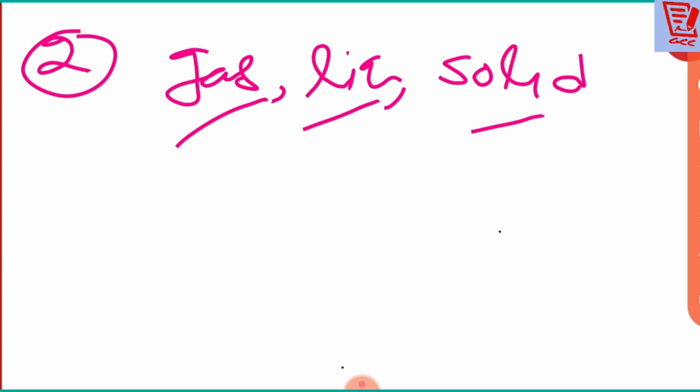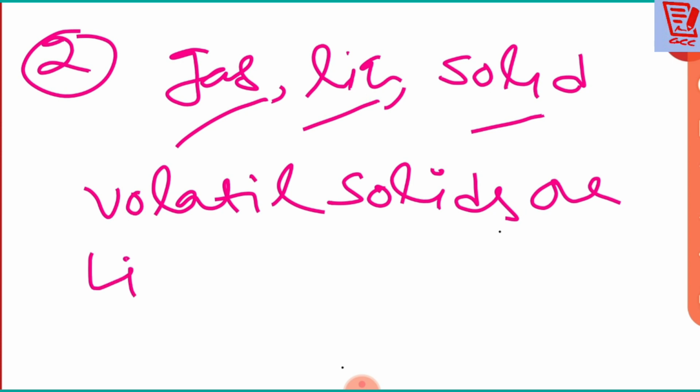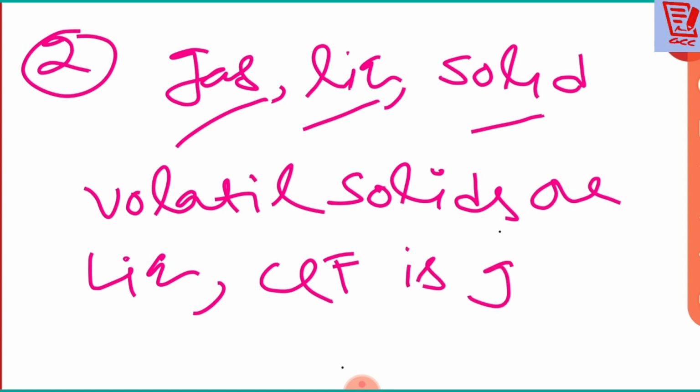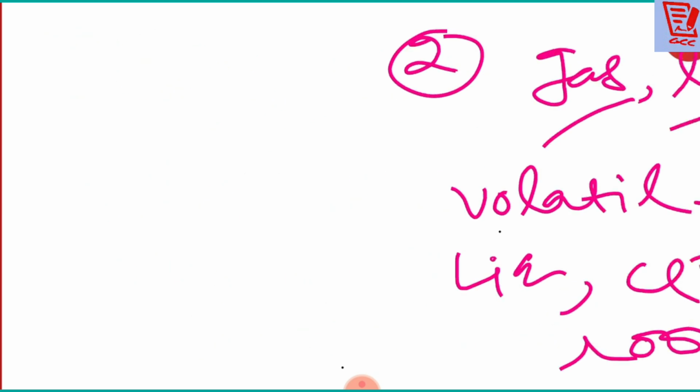Again I am telling you, the interhalogen compounds exist as gas also, liquid also, solid also. And they are usually volatile solids or liquids. Volatile means tendency to evaporate. But ClF is a gas at room temperature. Just remember this thing.